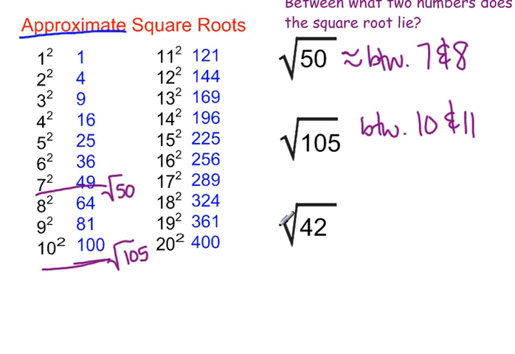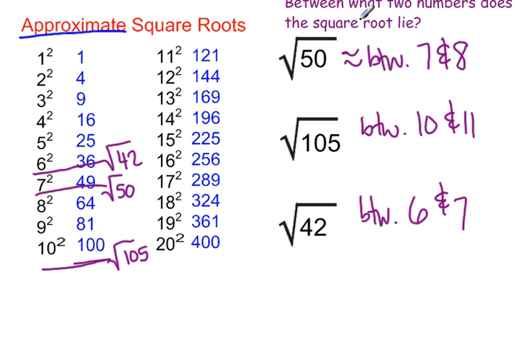And here's one more. Let's try the square root of 42. Let's see, 42 would go right here in between 36 and 49. The square root of 36 is 6, and the square root of 49 is 7. So this is going to be between 6 and 7.